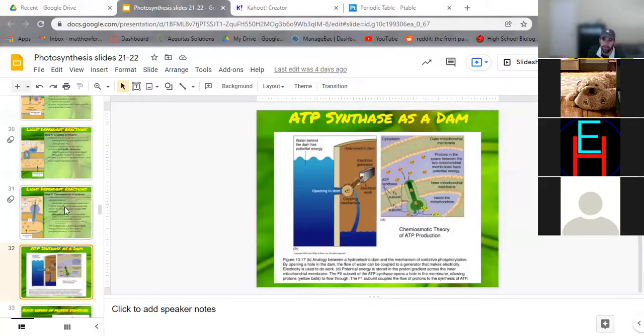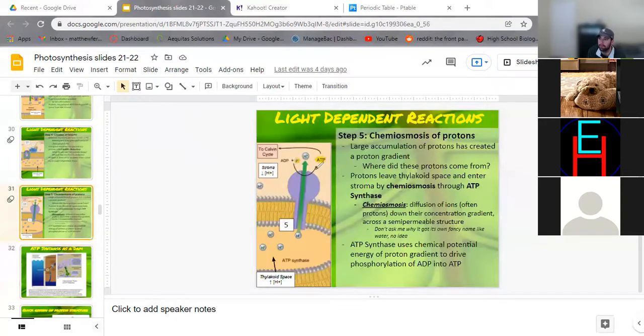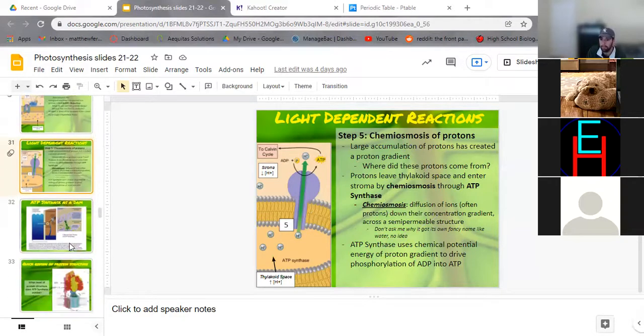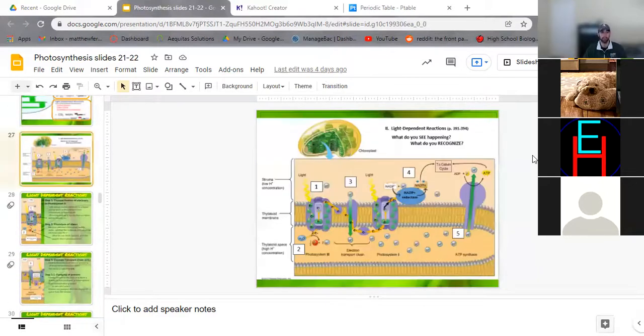So step 5 is just the phosphorylation of ADP into ATP via synthase using chemiosmosis. Synthase uses the chemical potential energy of a proton concentration gradient to drive the phosphorylation of ADP into ATP. When I say the term phosphorylation, it's a fancy word for add a phosphate. So ADP gets phosphorylated. We add a phosphate to it. And there's our light dependence, right there.